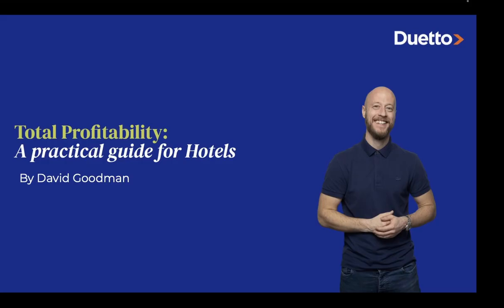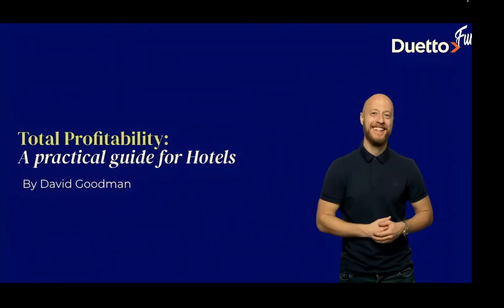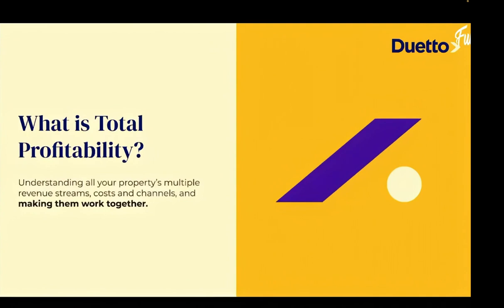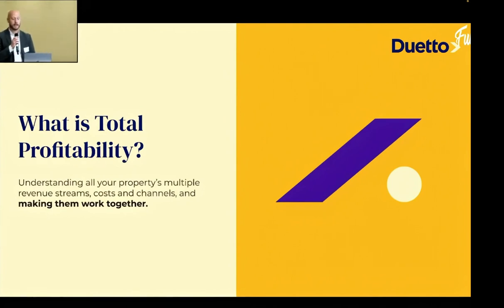I've got around 10 to 15 minutes ahead of me now, just to talk a little bit about total profitability, but to talk about it in practical terms, what it means for hotels and how you can look at total profitability. So let's get a little bit of an understanding of what it is and what it means to hotels. To understand total profitability, you have to look at the multiple revenue streams a hotel has, the costs attached to it, but also the channels that you're distributing via.